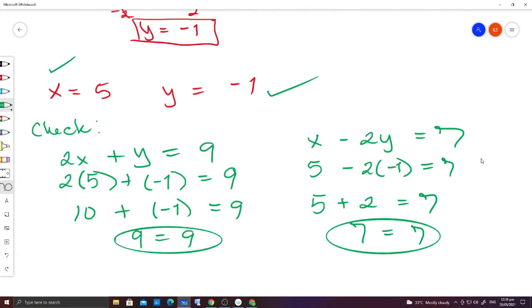So in a quiz or exam, you will know if your answer is correct. So you can count your score already if you know how to check your answer.